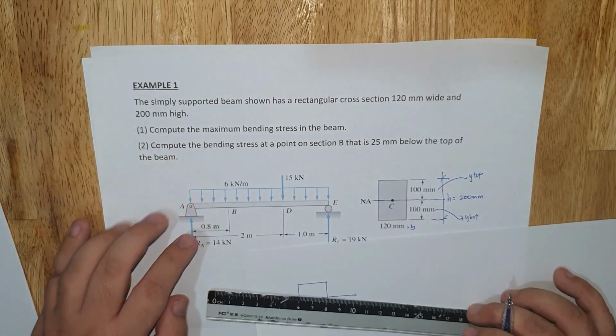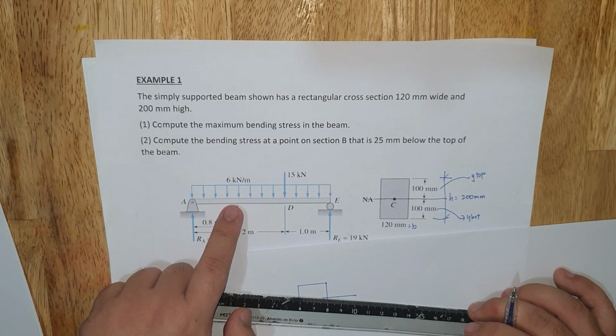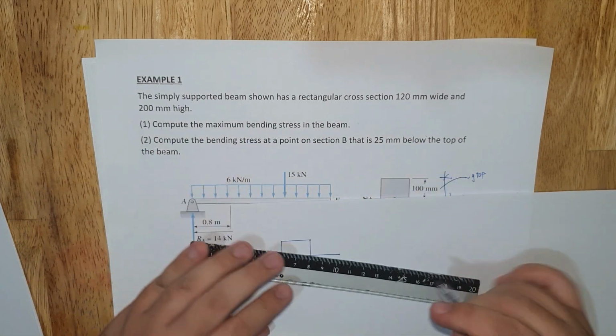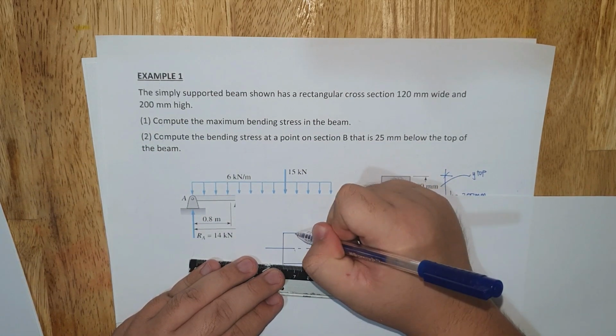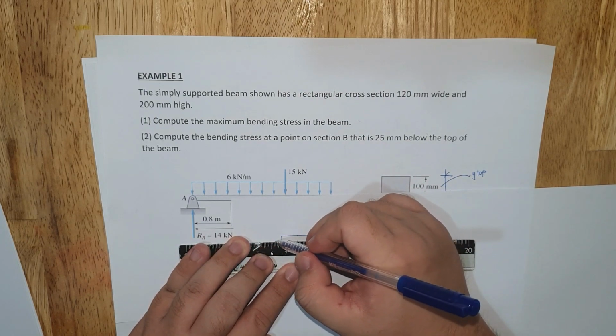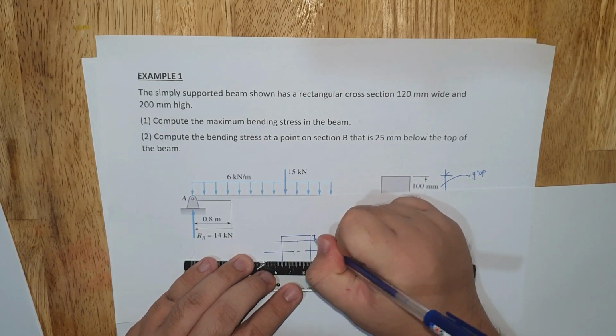Pinapahanap sa atin yung value ng moment dito, ng stress dito at point B, 25 mm below the top. Ito yung top. Tapos bababa ka pa ng 25 mm. Okay? So, ito yung 25 na sinasabi niya.